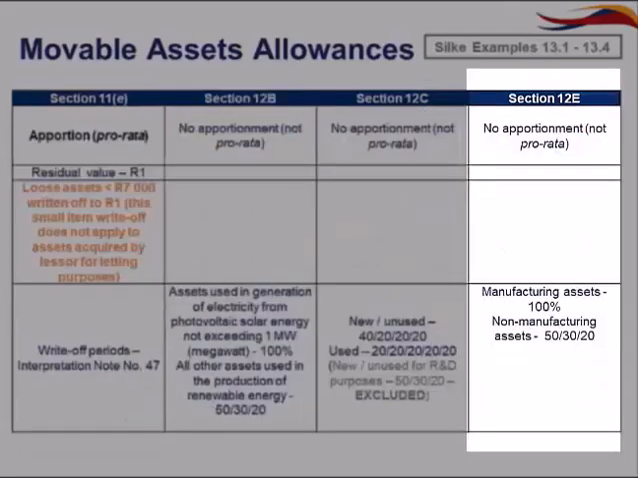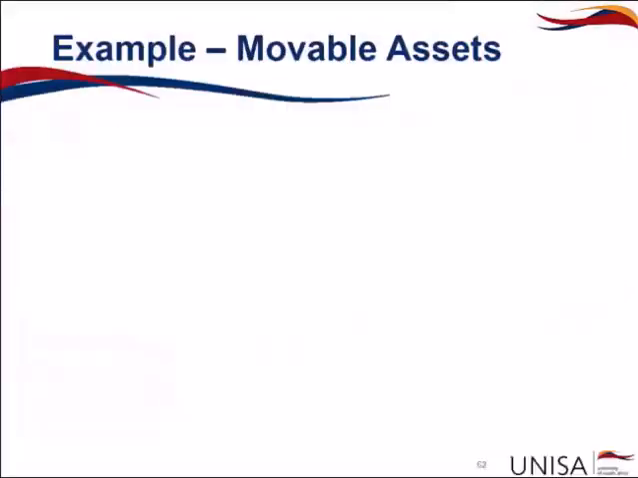Again, like 12C, 12E, we do not apportion for part of the year. So even if you used or brought the manufacturing asset into use for one day in the financial year, you would get the full allowance. What are the rates? Well, for manufacturing assets, we get 100%. For non-manufacturing assets, we get 50, 30, 20.